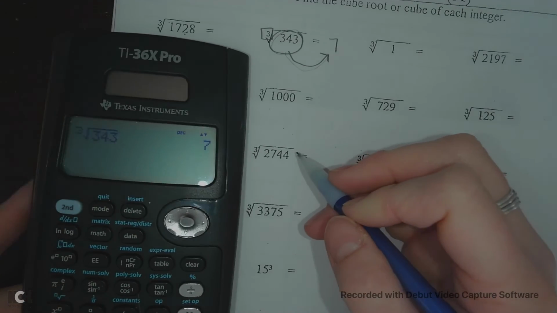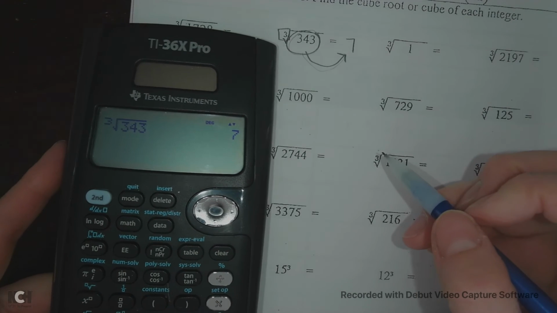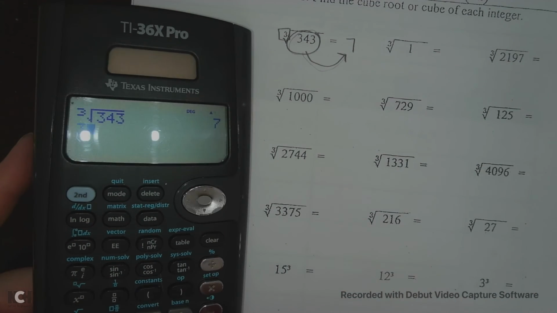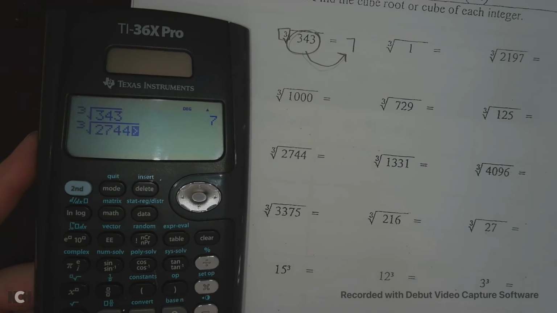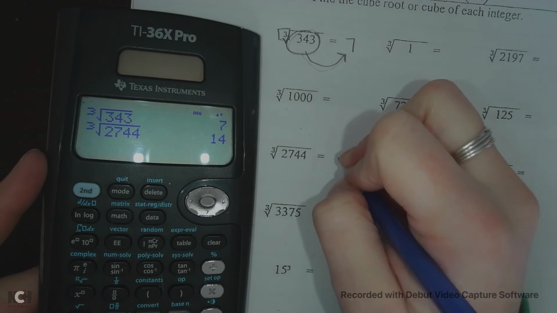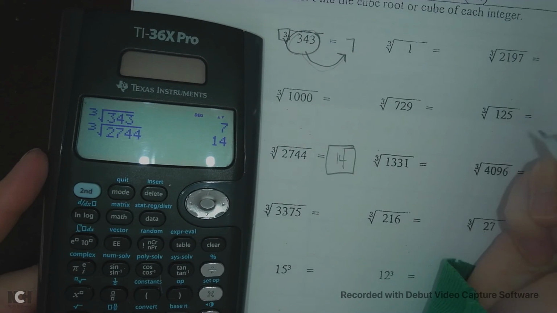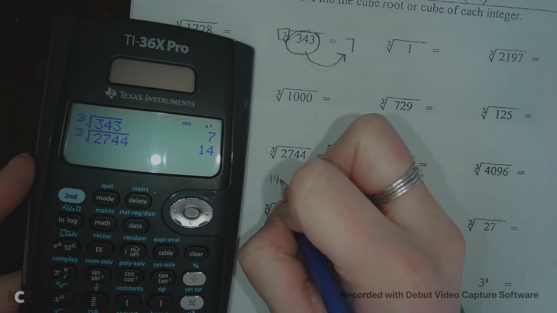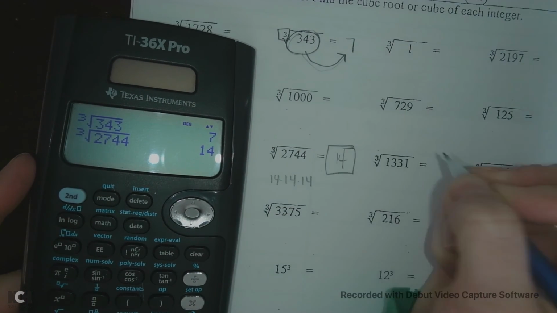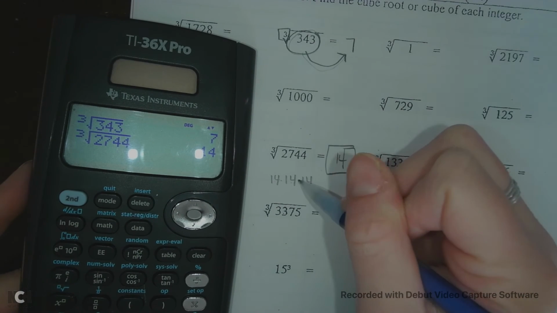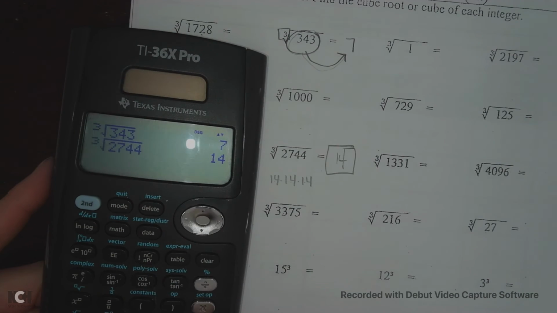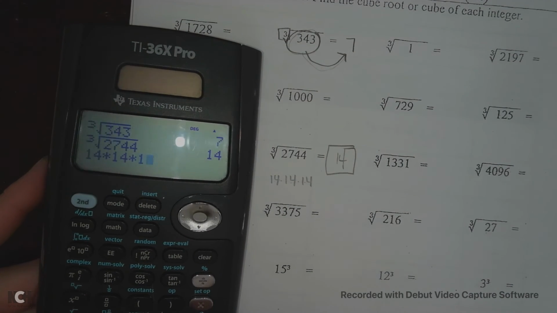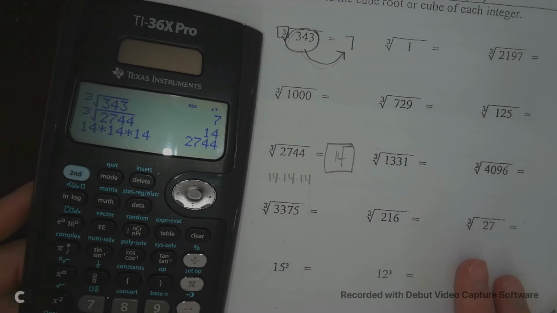Let's do one more. Let's do this guy. He's kind of big, right? Sorry, I just scoot things over. Okay, 3, second, X with the boxy button, 2744, and that gives us a root of 14. So that is our answer. That means that 14 times 14 times 14, so 3 times itself, will multiply to give us 2744. And let's just check. 14 times 14 times 14 is 2744.